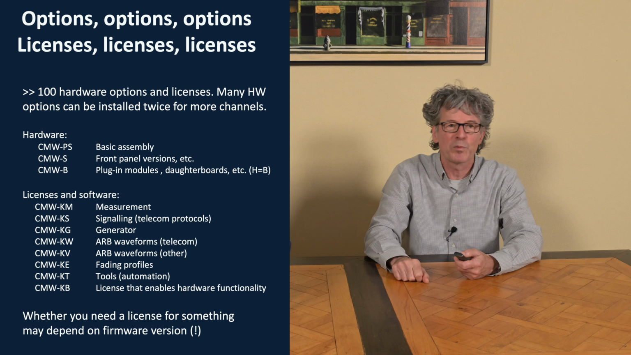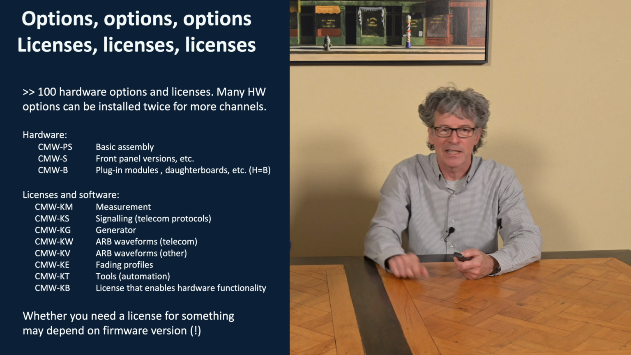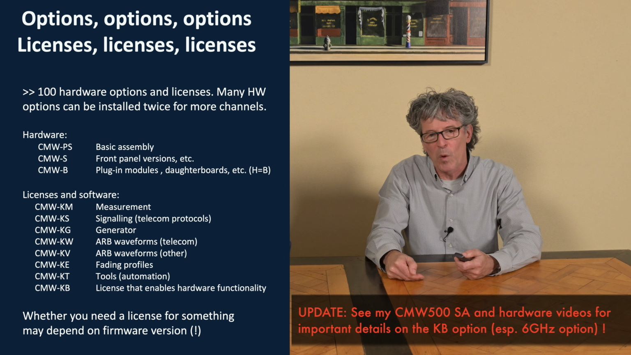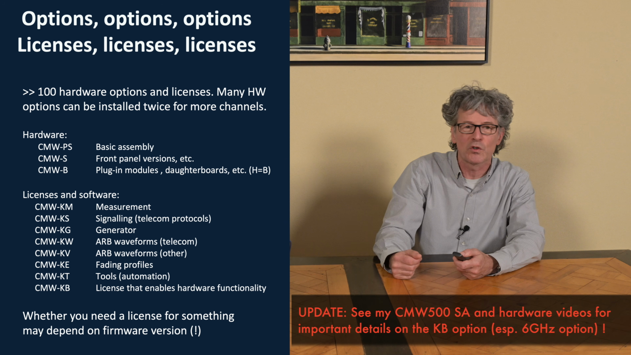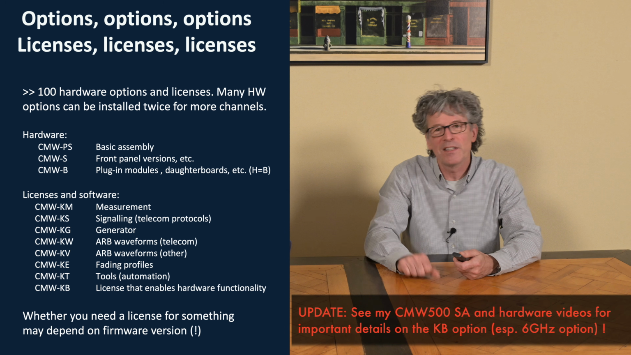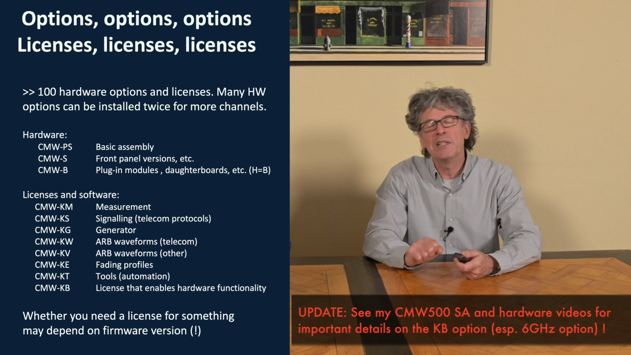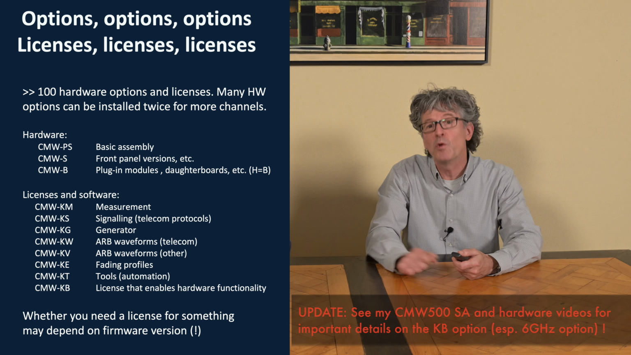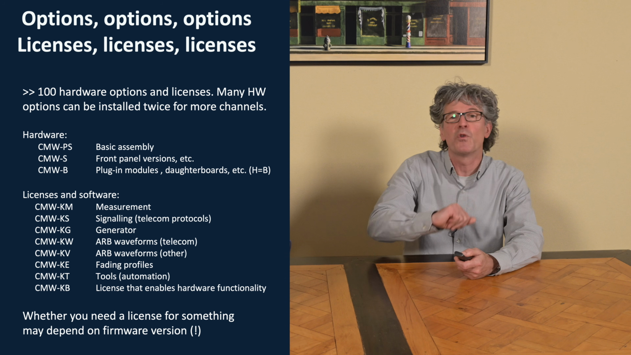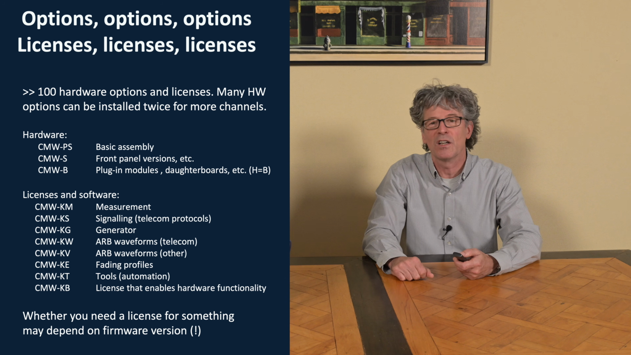And we have some hardware options that are also called KB. I'm getting to that later. And then we have all these licenses and software options, and here you see the codes used. I'm not going to talk through each of them. And to make things even a little more complex, whether you need a license for something can depend on your firmware version. Sometimes in older firmware versions something required a license, and in the latest firmware version it became standard functionality. So I'll show you an example of that in a moment.